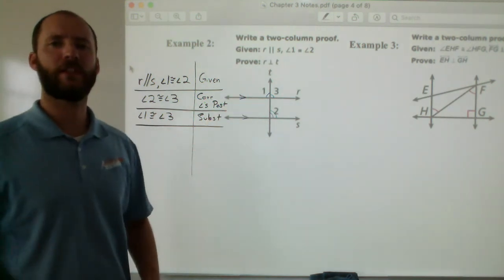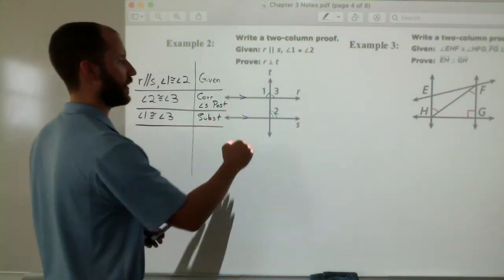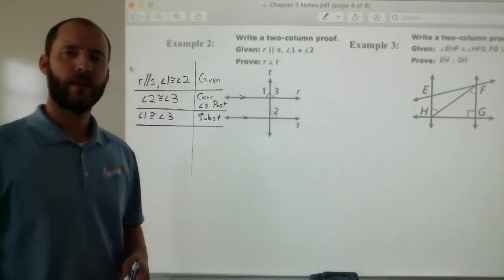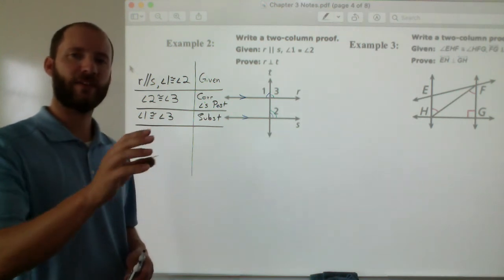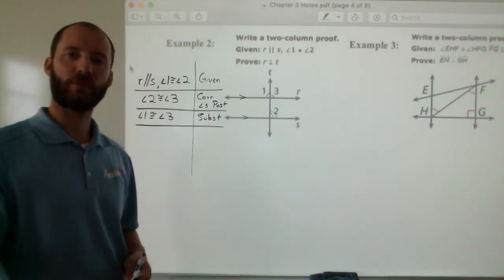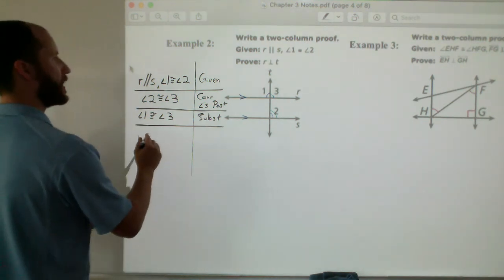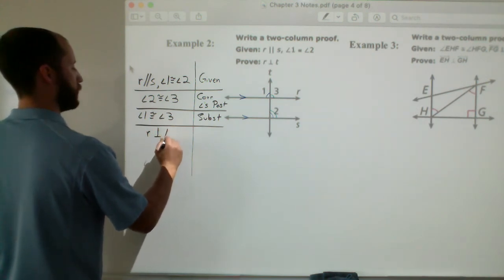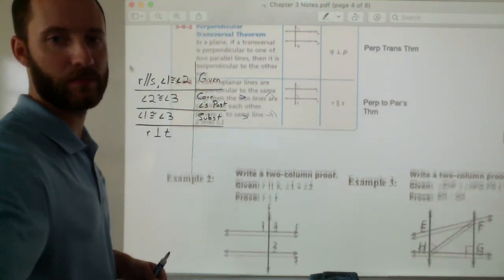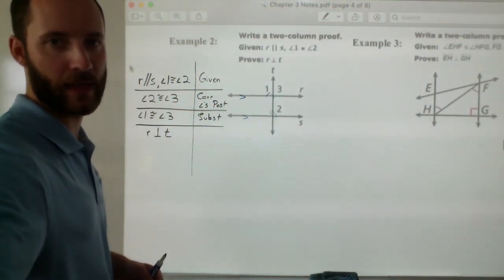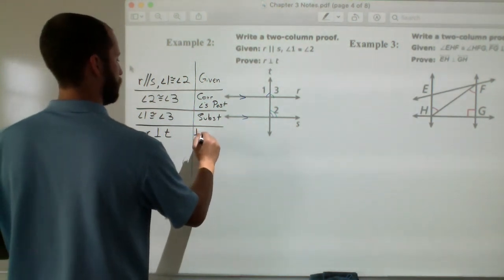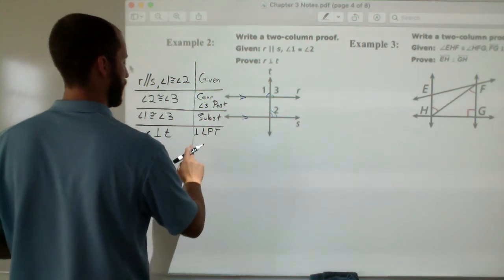Now 1 and 3 form a linear pair. They're adjacent, next to each other, and they form this straight line. But they're also congruent to each other. Now if their measures are the same, and they form a linear pair, that means they add up to 180 with equal measures. Well, both of them must be 90 degrees. So that means that R is perpendicular to T by, let me just check the name to be sure. Yep, perpendicular. Oh, now I gotta line it up. Aha. By the perpendicular linear pair theorem.